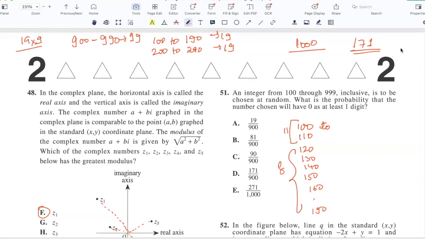wasn't it 1000 numbers though? No, it was 900 numbers, sorry, because it would be 999 minus 100 plus 1. So that would be 900 numbers, yeah. So 171 by 900, D.